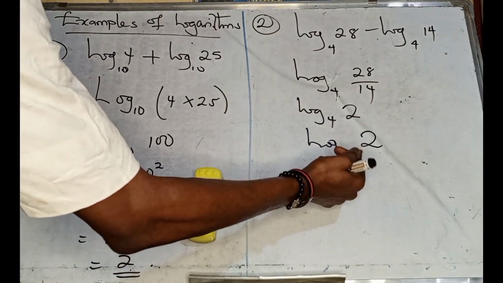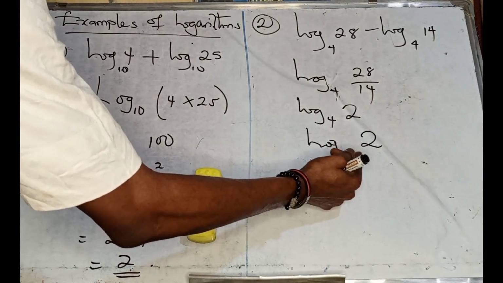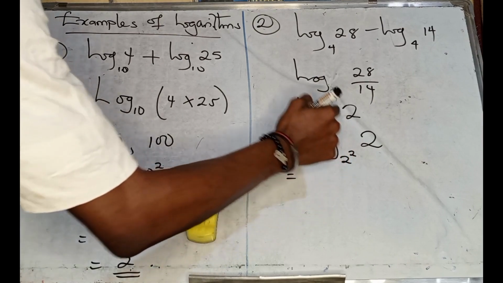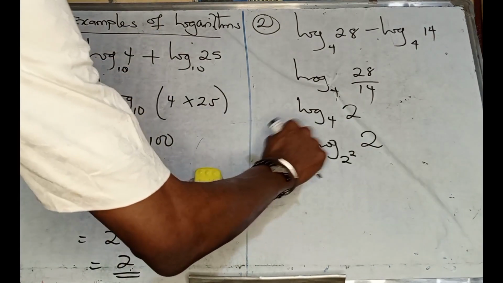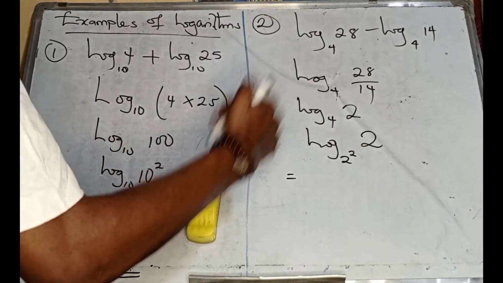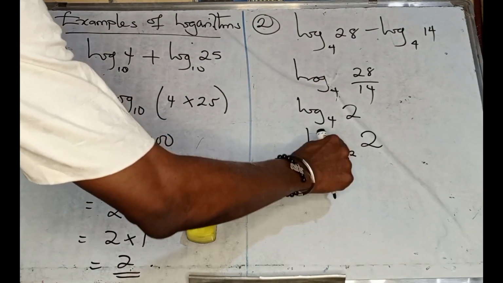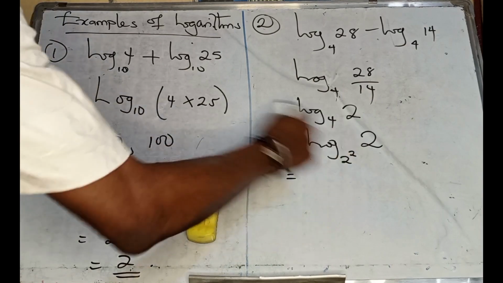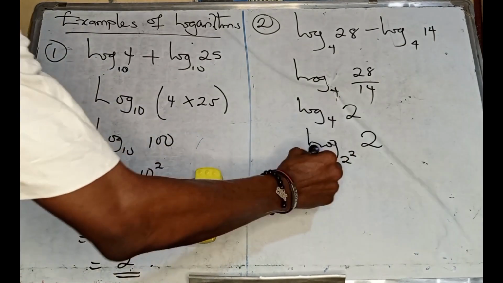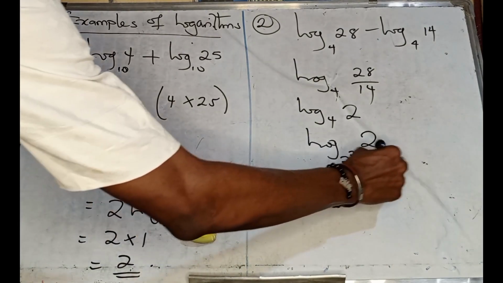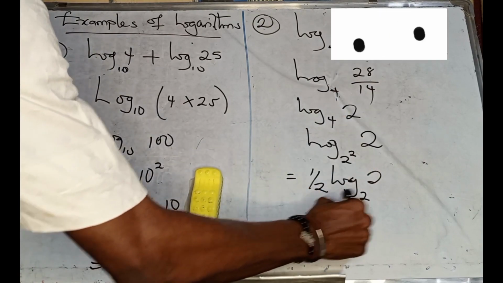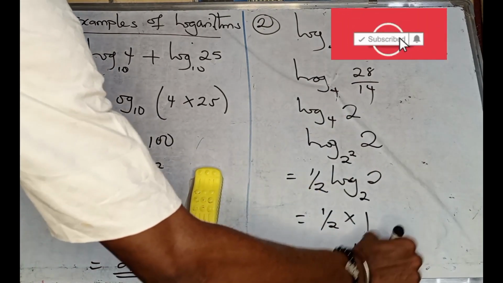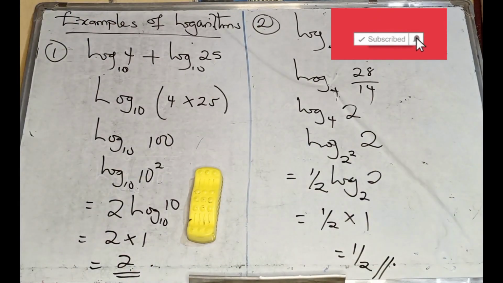Alright guys, now what next? Now I am looking for a way to remove this 2 from here. So how do I pull that 2 out? We're going to apply what we call the power of base. According to the laws of indices, a law called the power of base, whenever we have an integer here as the power of the base, it comes back to become a fraction. So this 2 becomes 1 divided by 2, then log 2 to the base of 2, and log 2 base 2 is 1. 1 over 2 multiplied by 1 is 1 divided by 2. Alright guys, so thank you.